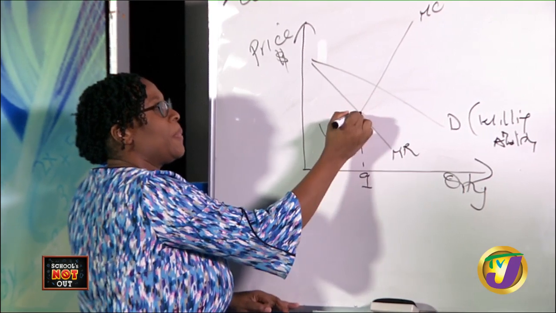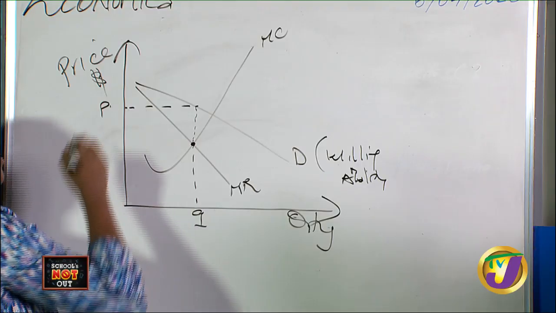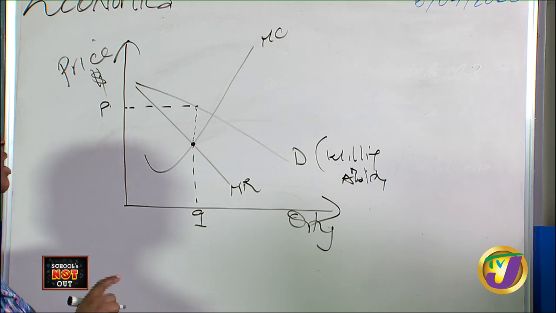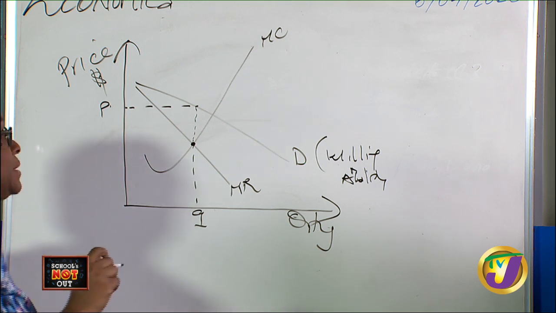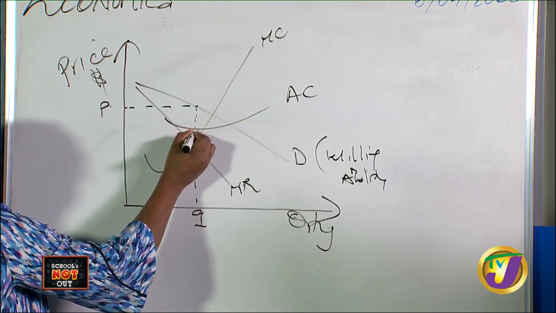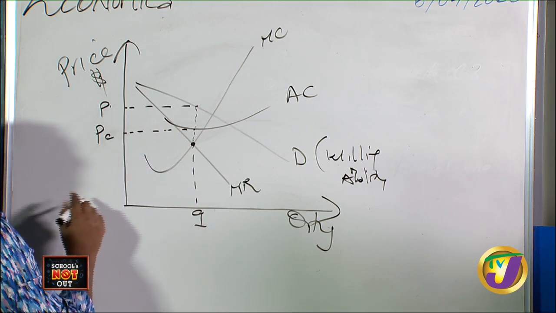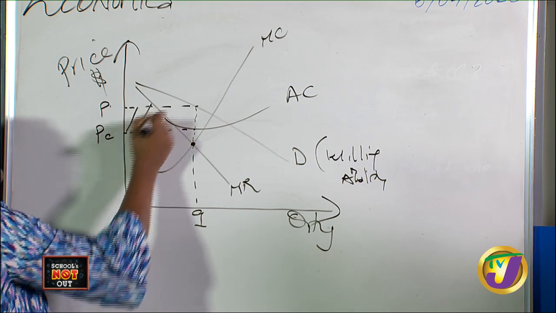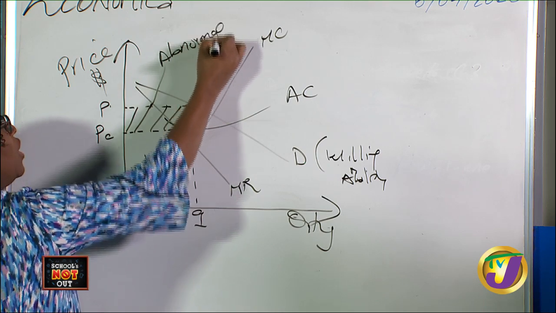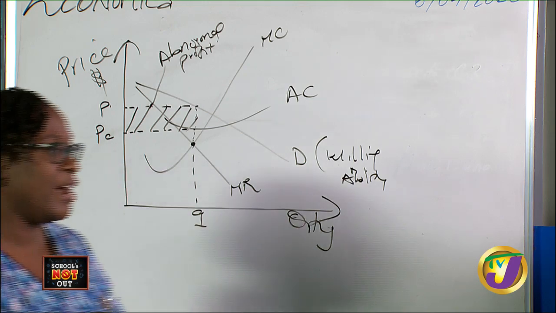So you take your line across to your demand curve, and this now represents the price that's associated with this good. Your average cost curve tells you your cost per unit. So when we put in our average cost curve, the cost of producing the profit maximization level of output, let us call it PC for cost price, is lower than your selling price. And so this area will represent your abnormal profit. That's how we derive that diagram.